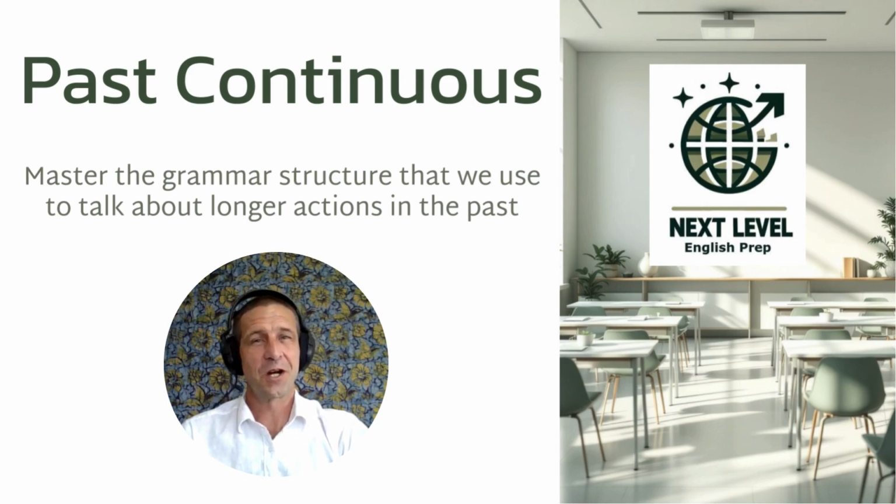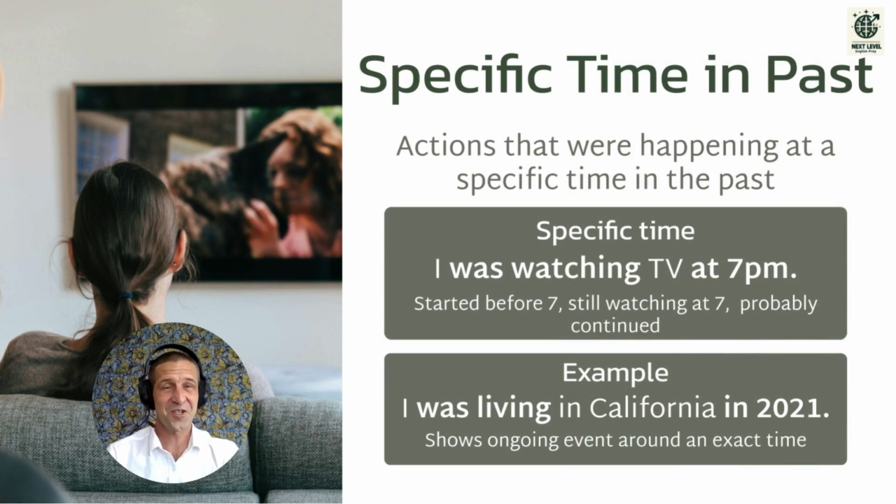The tense we use to talk about longer actions that were happening in the past. This is perfect for telling stories and describing what was going on at a specific moment. By the end of this video, you'll know exactly when and how to use it. Let's jump in. The first use is for a specific time in the past.